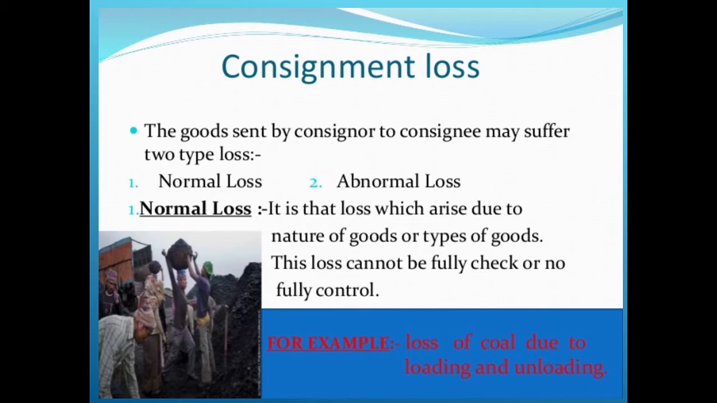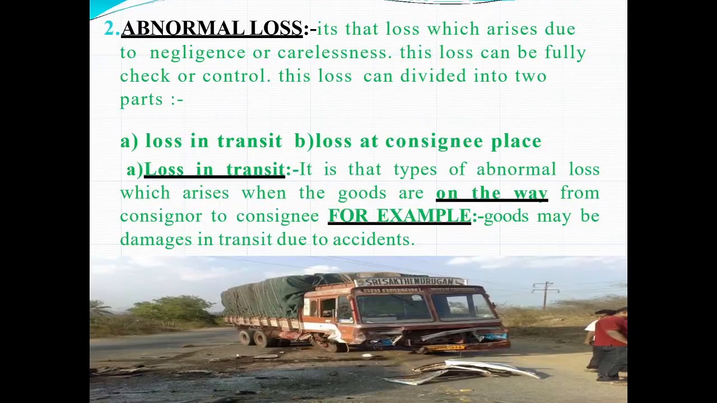There are two types of losses: normal loss and abnormal loss. Normal loss is the loss which is due to the nature and type of the goods, over which we don't have any control on the happening of this loss. An example is loss of coal due to loading and unloading, where dust will evaporate or the quantity will be reduced. Abnormal loss is the loss which is fully checkable and fully controllable by the person.